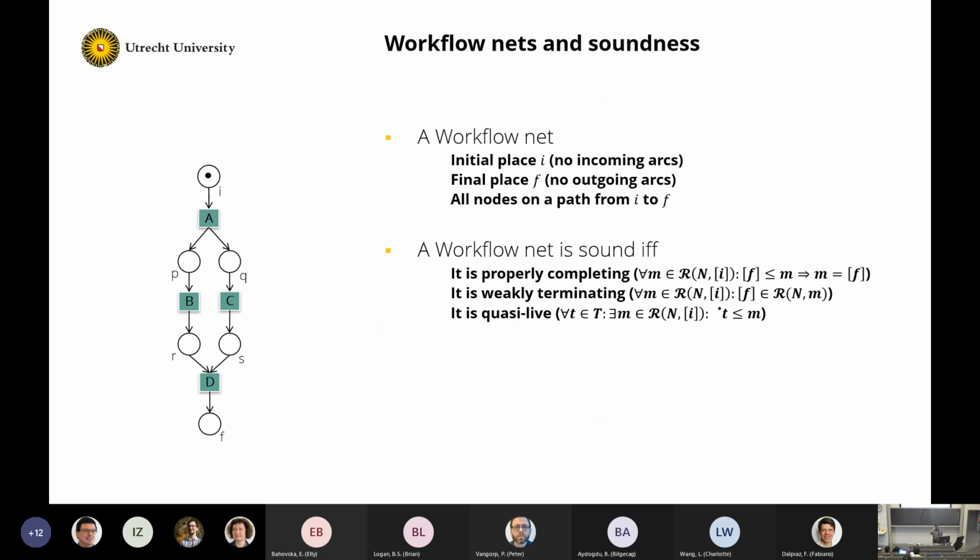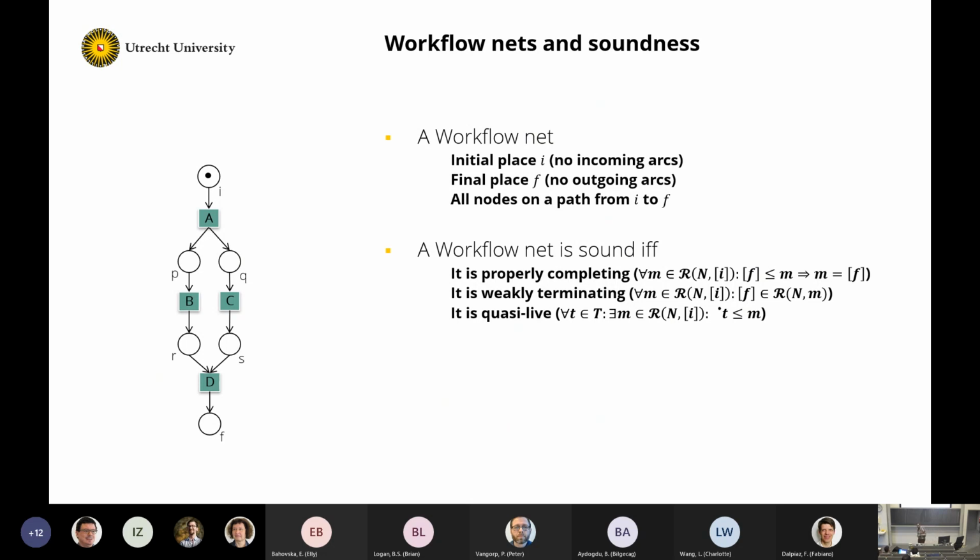So it's being used quite a lot, and one of the most frequently used models are workflow nets. And a workflow net is basically a description of how something, a work process, would move. And then we have an initial place I that says, well, this is the start. And we have a final place F, that's the goal. And all transitions and all places should lead to that goal. And that's what we call a workflow net. So all nodes should be on a path from the initial place to the final place.